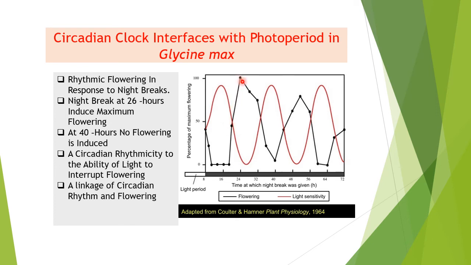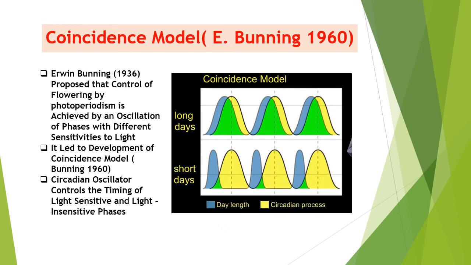This is due to the external response. So this experiment led to the concept. That concept is named the coincidence model, which was given by E. Bunning in 1960. Irving Bunning, 1936, proposed that control of flowering by photoperiodism is achieved by an oscillation of phases with different sensitivities to light, as we have seen in night breaks. It led to the development of a coincidence model, which was given in 1960 by Bunning.